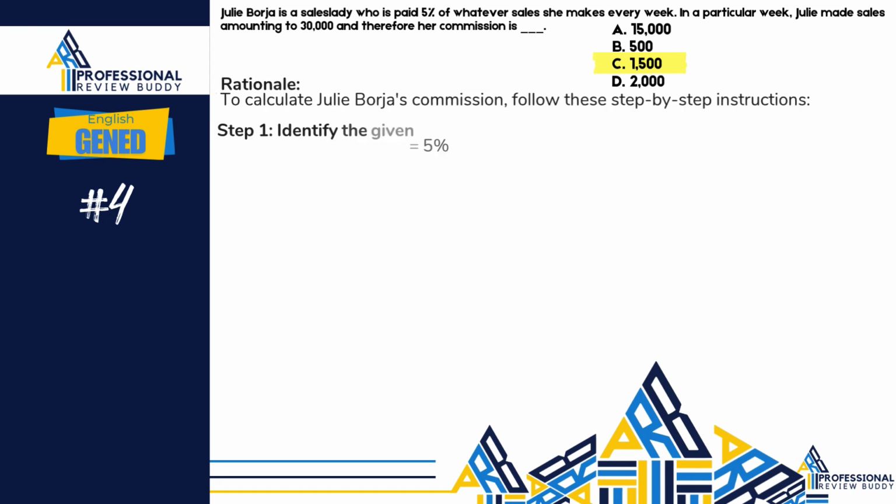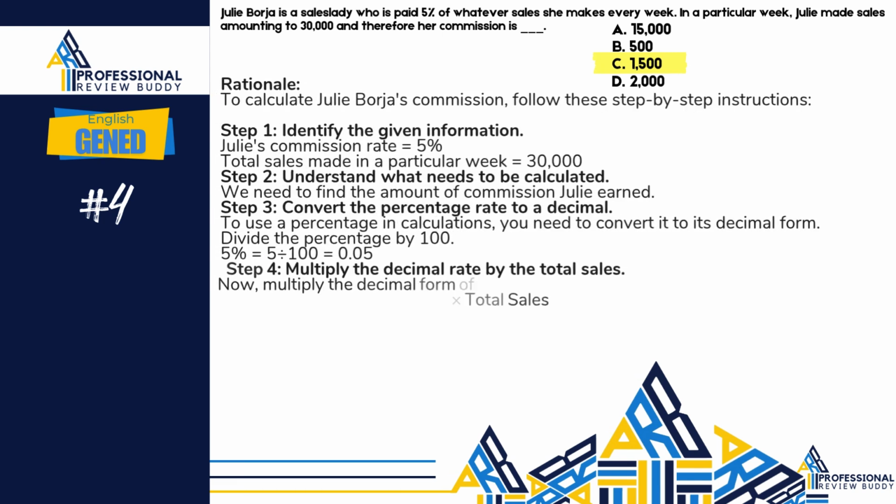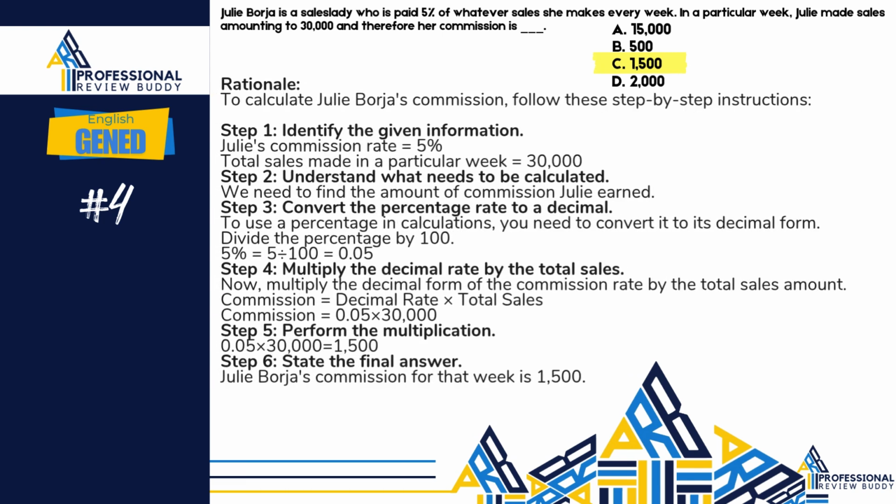To calculate Julie Borja's commission, follow these step-by-step instructions. Step 1. Identify the given information. Julie's commission rate equals 5%. Total sales made in a particular week equals 30,000. Step 2. Understand what needs to be calculated. We need to find the amount of commission Julie earned.